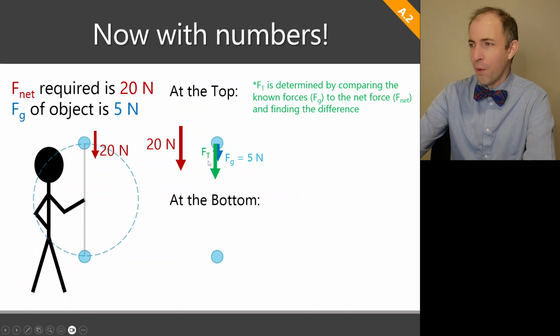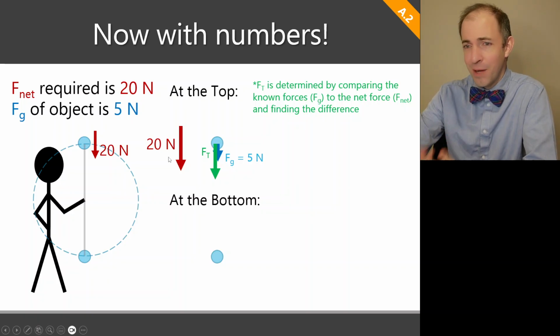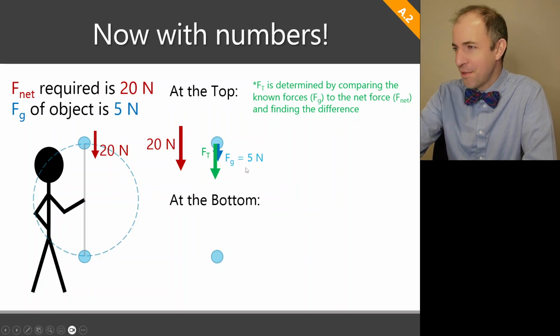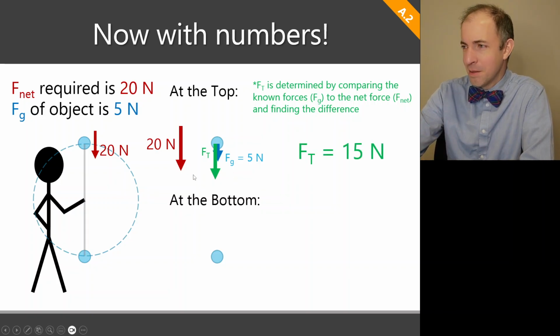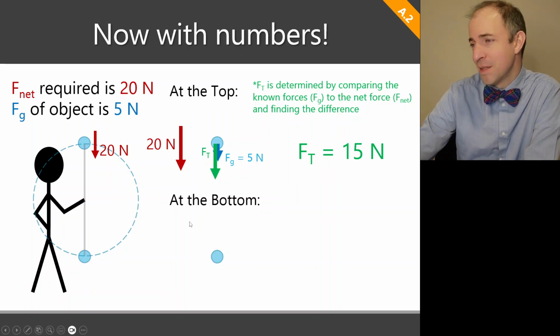So as we said before, Ft and Fg are working together to create this net force. So Ft plus 5 gives you 20, which means 20 minus 5. Ft has to be 15. It's whatever makes up that combination to give you the net force.